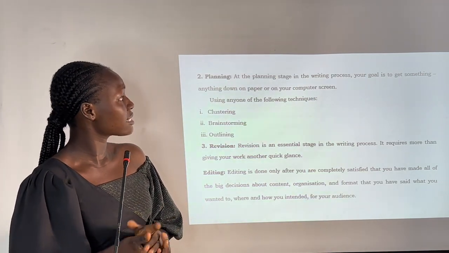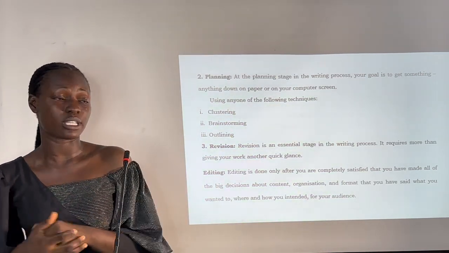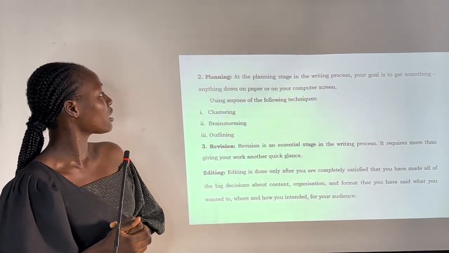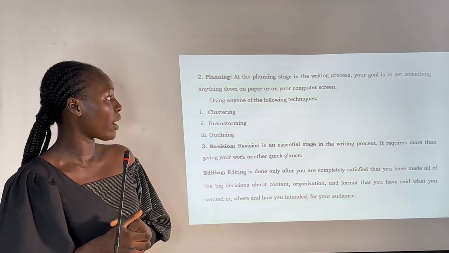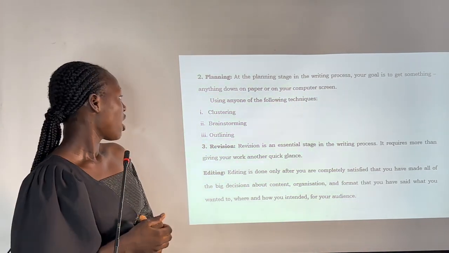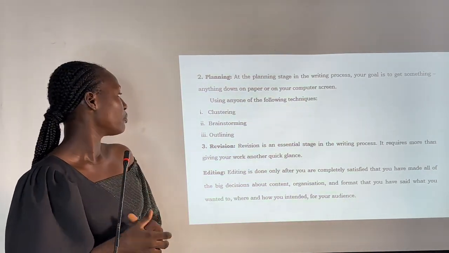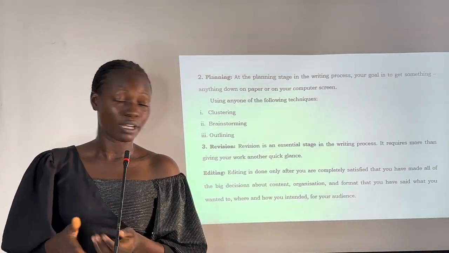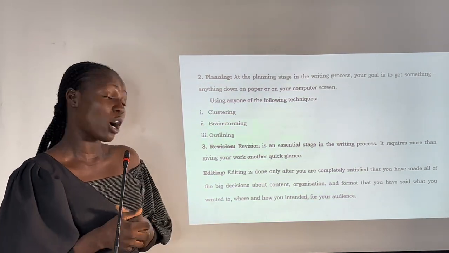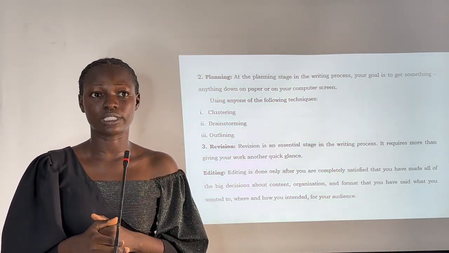What is planning? At the planning stage in the writing process, your goal is to get anything down on paper, on your computer screen. Firstly, we need to cluster all the things we've gotten, then brainstorm on what to write down, then we need to outline everything that we've done.